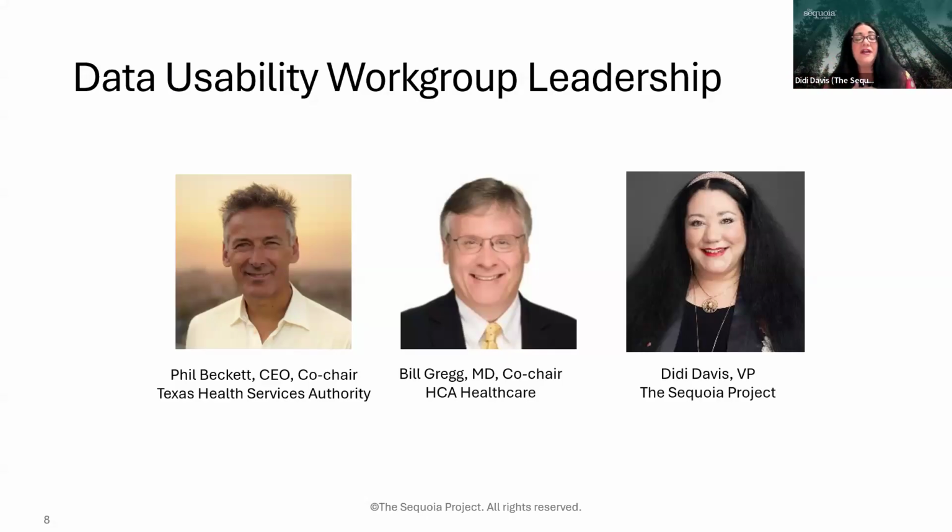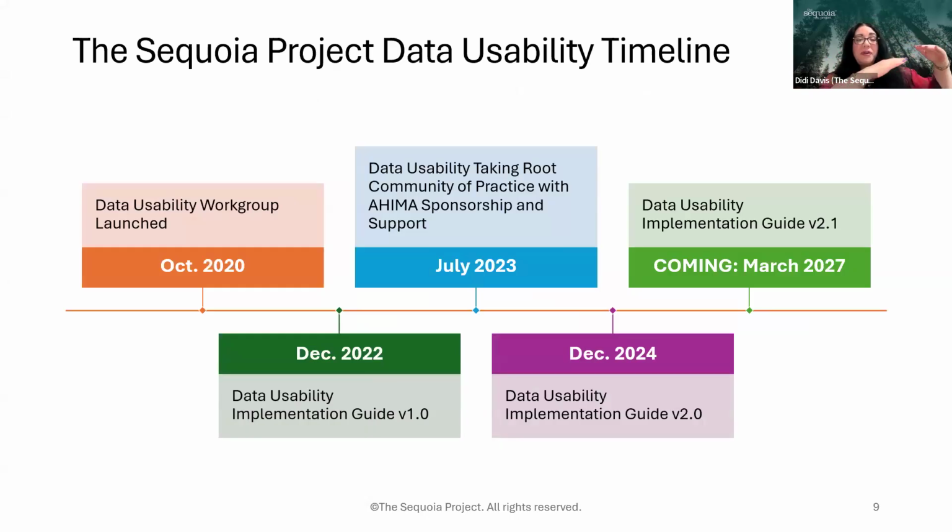If you go to the next slide, what we're really trying to show here is the history. We started in 2020. We published Implementation Guide version 1 in December 2022. We got AHIMA on board to start helping us. We didn't want this guidance to sit on a shelf and collect dust. We wanted it to be adopted, so we brought AHIMA on board to help us spread that word and created a community of practice known as Data Usability Taking Root. Our second guide, version 2.0, came out in December of 2024 from the work group, and we are now looking at putting out a 2.1 version. That's the timeline of where we've been and where we're going.